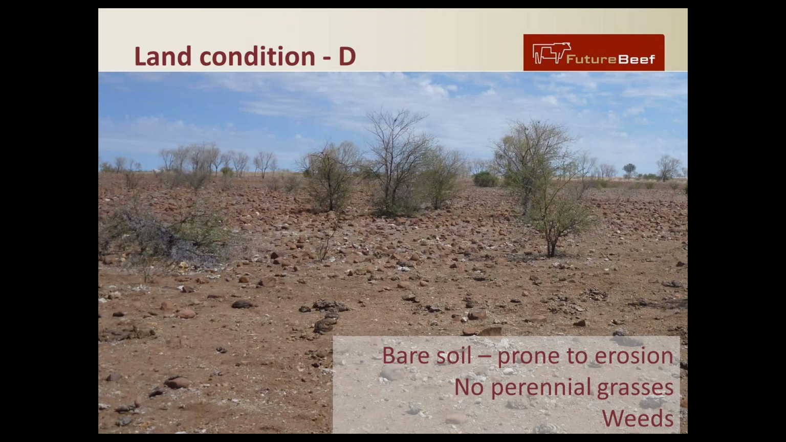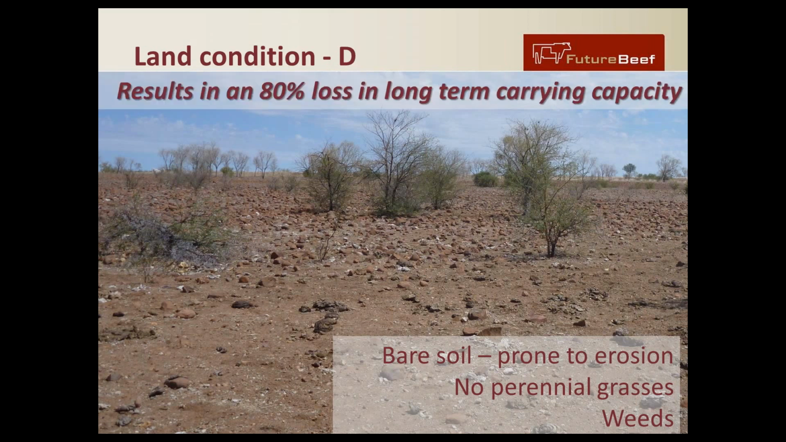Now, we would have expected, should we have continued the Mount Sandford trial part of the Pigeonhole project for long enough, we would have seen a drop in land condition to D condition in those heavy utilisation rate paddocks. Now, this would have been where there was bare soil, which, as we just talked about, cannot capture rainfall for moisture in the soil profile. There are no perennial grasses here, and it is just full of useless species. Land in this state results in an 80% loss of long-term carrying capacity.